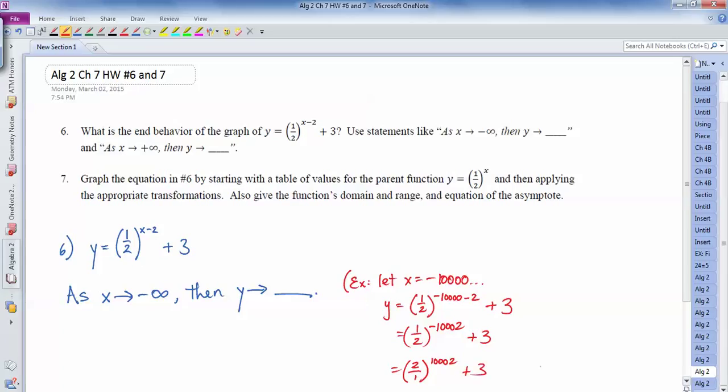Well, 2 to the 10,000 is some massive number. And then we add 3, so it still stays pretty big. Basically, the more zeros I add on, the more they get crammed in there. That number just gets bigger and bigger and bigger. So this thing is going to go to positive infinity here. Well, let's look at what happens as x goes to positive infinity.